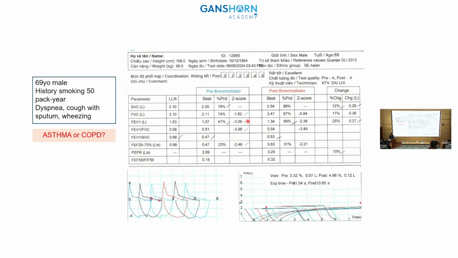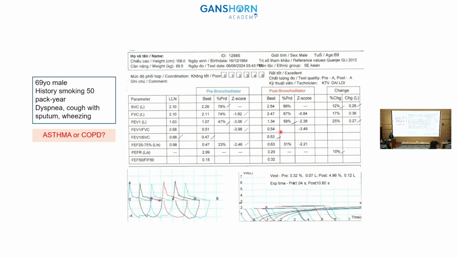FEV1 is 47%, with a z-score of about -3.6. So we have a moderate obstruction. And post-bronchodilator, the ratio FEV1/FVC is also lower than the LLN. So this patient still has obstruction.